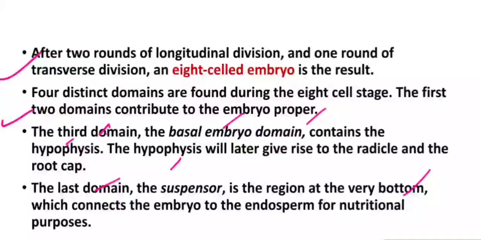Now after 2 rounds of longitudinal divisions, पहले ट्रांसवर्स डिवीजन हुई थी, अब longitudinal divisions हैं. After 2 rounds of longitudinal division and 1 round of transverse division, an 8-cell embryo is formed and it has 4 distinct domains. The first 2 domains will contribute to the embryo proper. The third domain, the basal embryo domain, contains the hypophysis. The hypophysis will later give rise to the radicle and the root cap. And the last domain, the suspensor, is the region at the very bottom which connects the embryo to the endosperm for nutritional purposes.